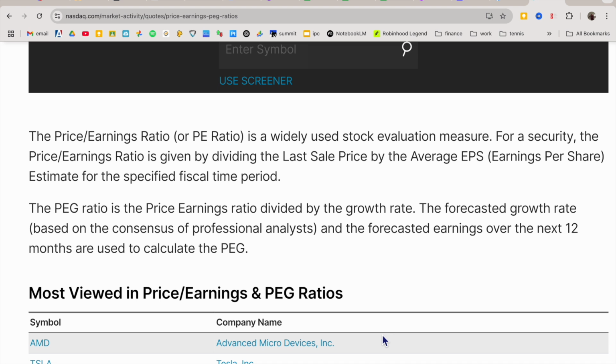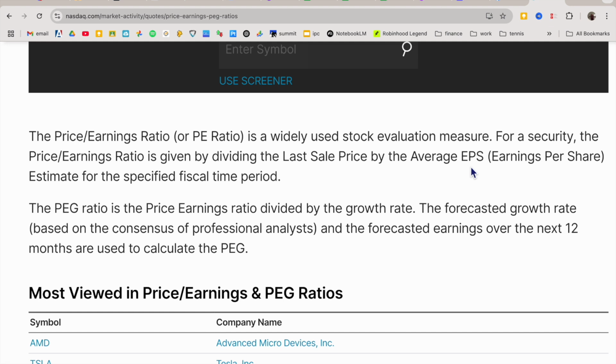First, you want to learn what the price to earnings ratio is. That's the PE ratio, a widely used stock evaluation measure. The price to earnings ratio is given by dividing the last sale price, so that's the price part, by the average earnings per share for a certain time period. So if you have a stock where the price is very high and your average earnings per share are relatively low, your PE ratio will be very high. In a lot of growth type companies, you're going to be seeing a lot of high prices and possibly high earnings. However, when you divide the price by the earnings, you're typically going to have a pretty high PE ratio.